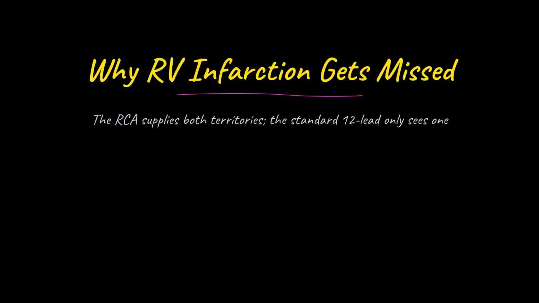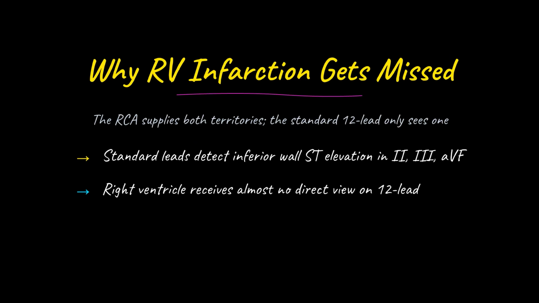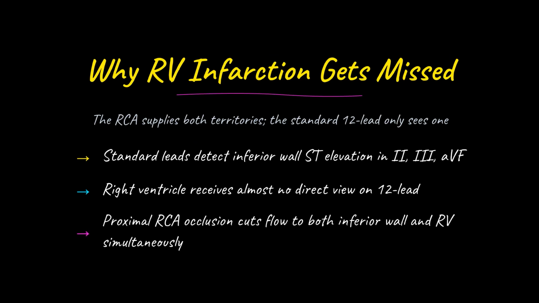The right coronary artery supplies both the inferior left ventricular wall and most of the right ventricle. A proximal RCA occlusion injures both territories at once, but standard leads only reveal inferior ST changes. The right ventricle stays hidden without right-sided leads. The exam critical pattern is hypotension combined with inferior ST elevation. This pairing demands right-sided leads immediately. ST elevation in V4R then confirms right ventricular involvement and changes management entirely.